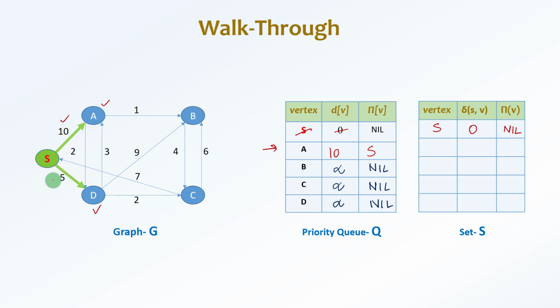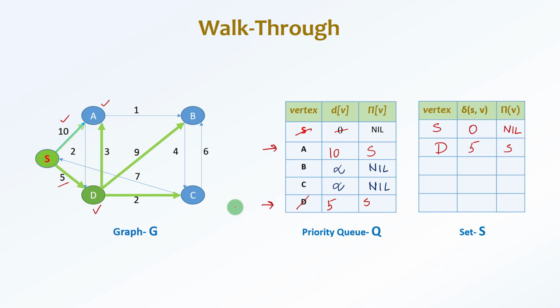Next, the vertex D. Here the edge connecting SD has a weight of 5 and the currently stored distance is infinity. So we are going to update the distance of D to 5 and update the parent vertex to S. Now in the current situation of the priority queue, vertex D has the minimum distance. So we are going to extract vertex D and store it into the set S, where the distance of the vertex D from the source vertex is 5 and the parent of the vertex is S itself.